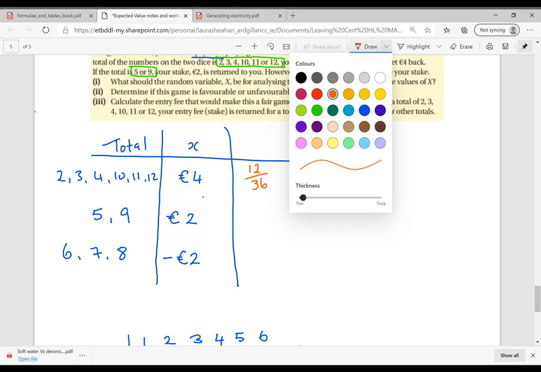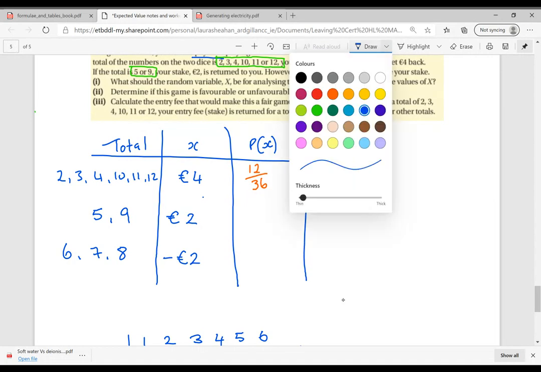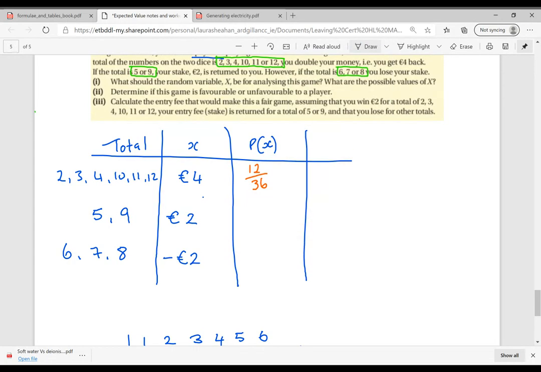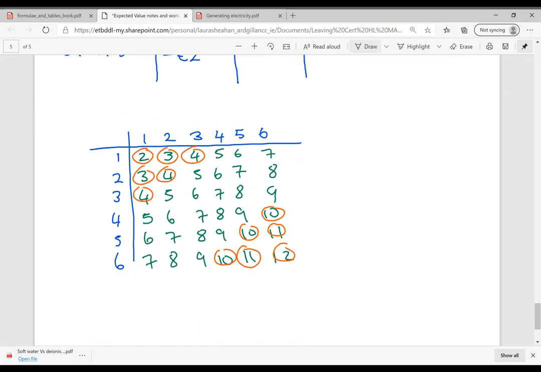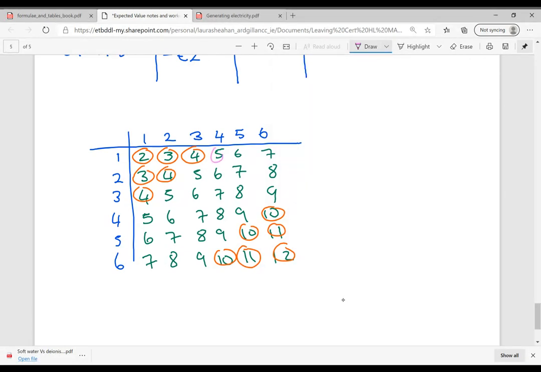So just remembering here, this is my probability now of x. Okay. If I was to get 5 and 9, so the probability of getting either 5 or 9, let's go for pink. So 5 or 9.